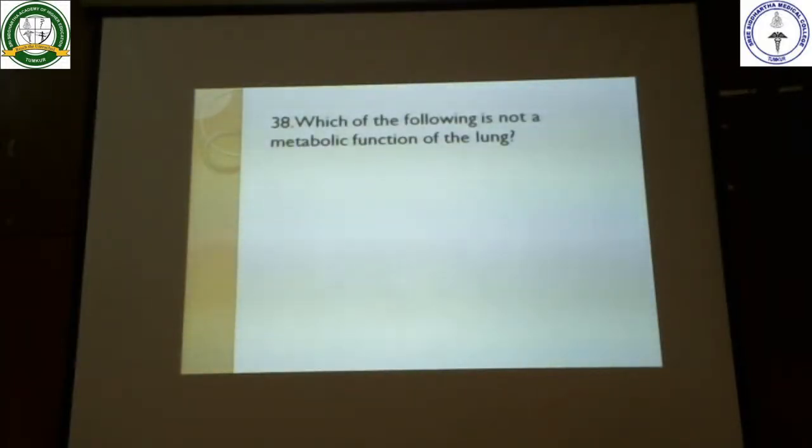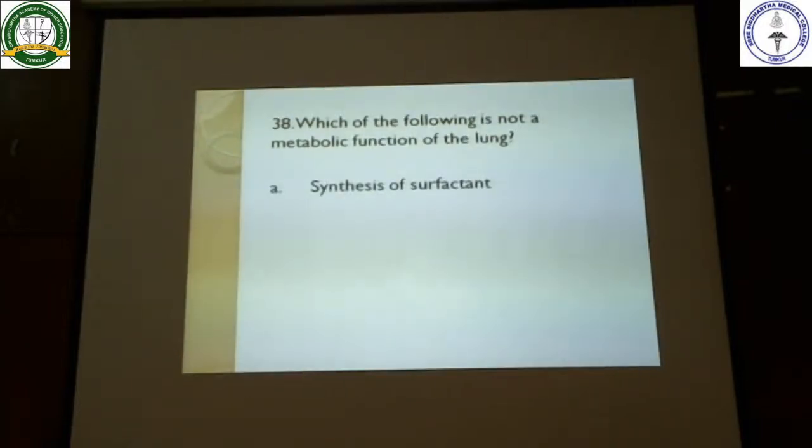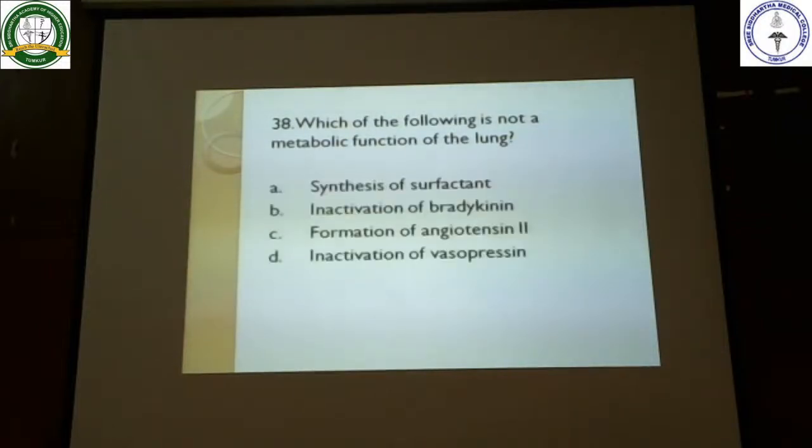Which of the following is not a metabolic function of the lung? So you have the non-respiratory functions of the lung. It also causes inactivation of certain substances like prostaglandin, bradykinin, serotonin and so on. And coming to the formation of angiotensin 2, angiotensin converting enzyme is present in the lungs, which helps in the conversion of angiotensin 1 to angiotensin 2. So the third option also is correct. Only the inactivation of vasopressin does not occur in the lung. So the correct answer is inactivation of vasopressin.